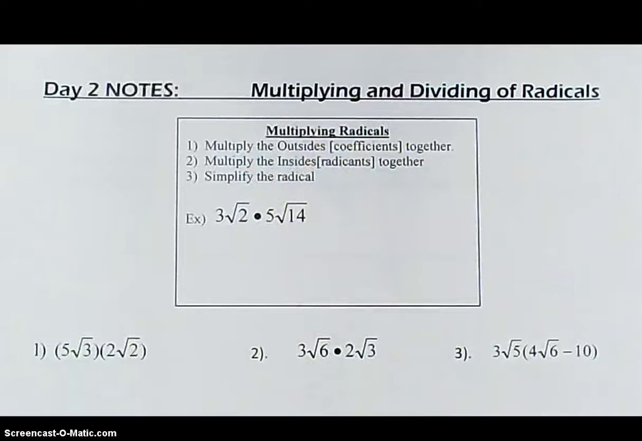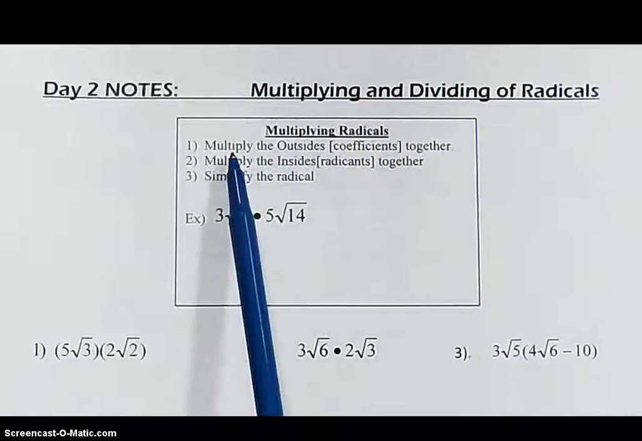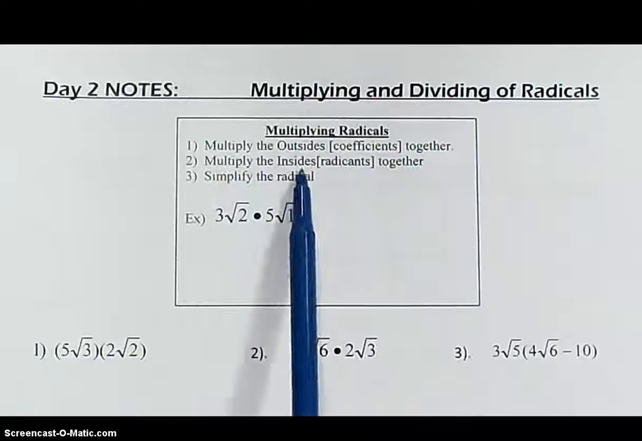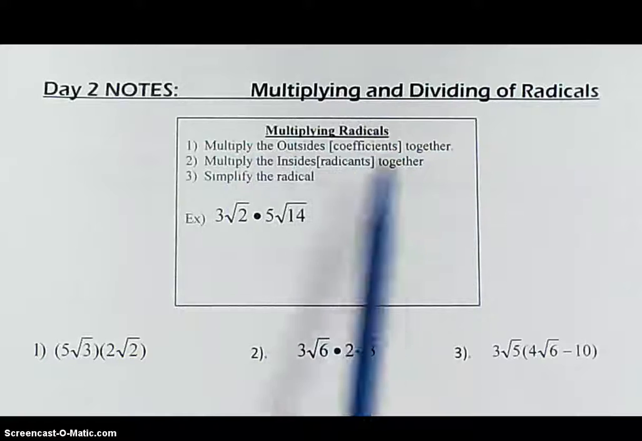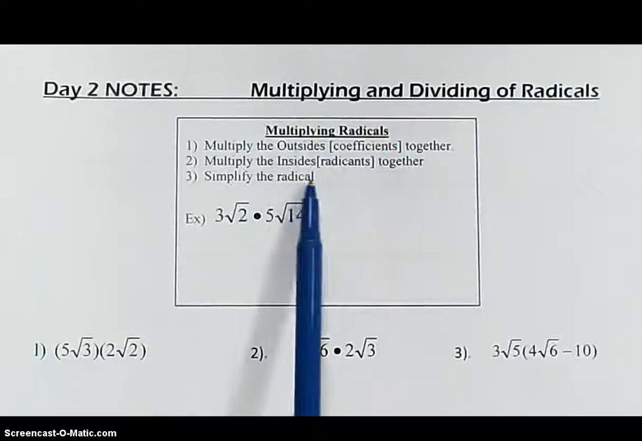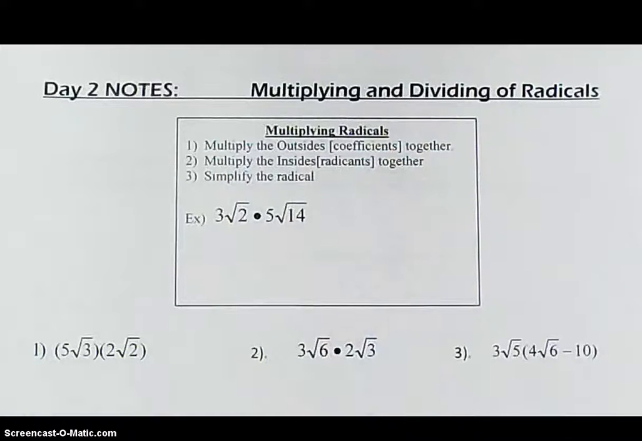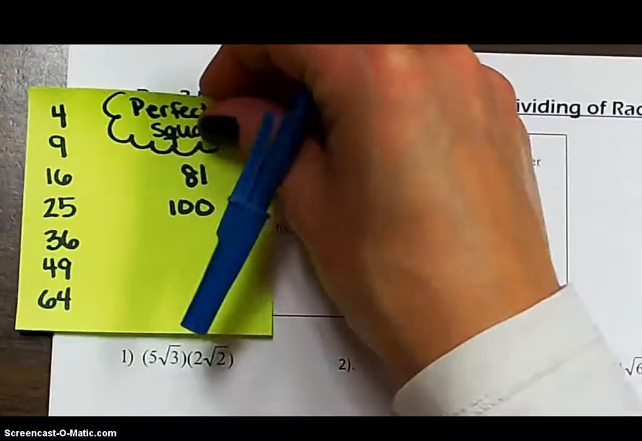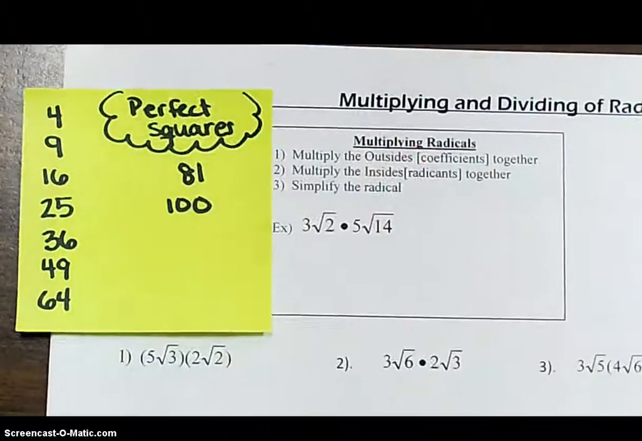Here are notes. We're going to try multiplying first. So the rules for multiplying, you're going to multiply the outsides, the coefficients together. Then you're going to multiply the insides, the radicands together. And finally, you're going to simplify at the end. Once again, if you have your sticky note with your perfect squares, those might be helpful to have out today, so you might want to put those out in the corner of your paper.